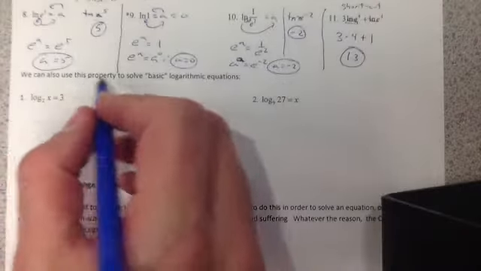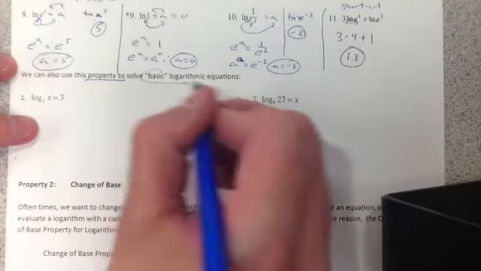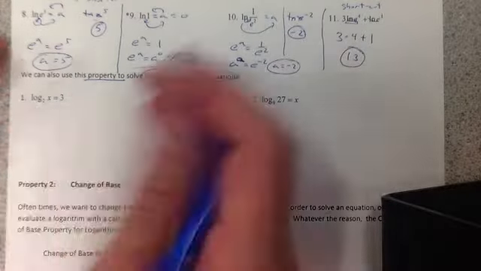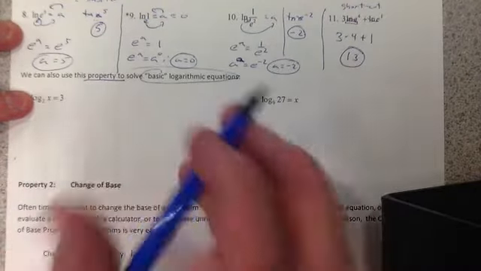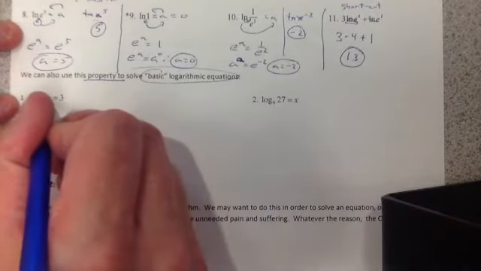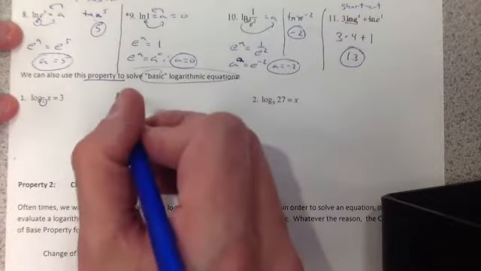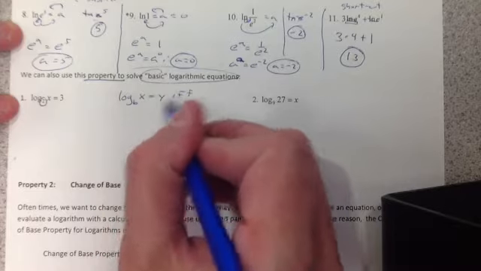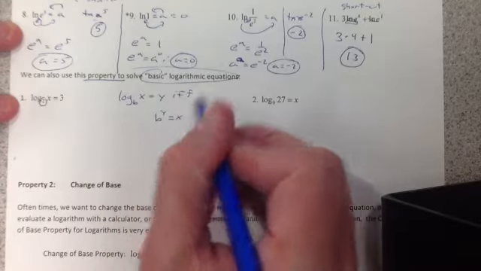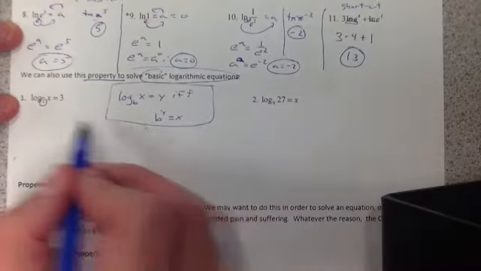Okay. So we're going to take a few minutes, we're going to try a couple more. Also use this property, our inverse property, to solve basic logarithm equations. And if you notice, it's going to be the same thing, except for now we're going to set it equal to a number, like I might set it equal to 3 here. So if I'm solving it using my inverse property, remember, log base b of x equals y if and only if b to the y equals x.